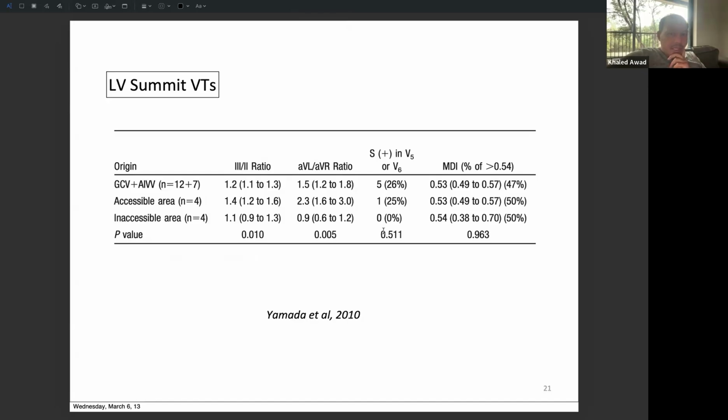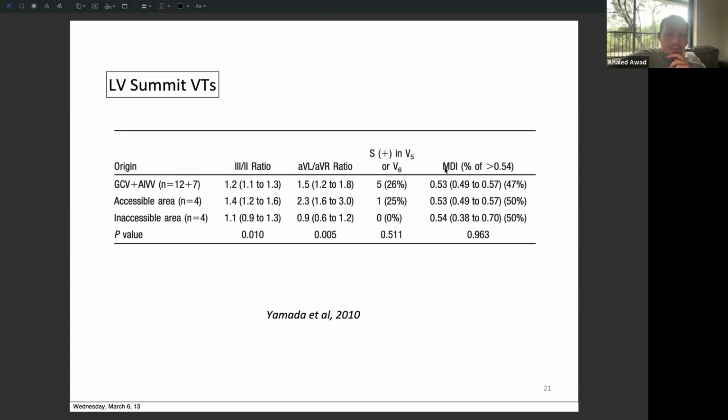Essentially what you're looking at is a ratio that is low. If that ratio, the aVL to aVR ratio, is low, you're probably dealing with something that is closer to the septum. That's what that is trying to say.